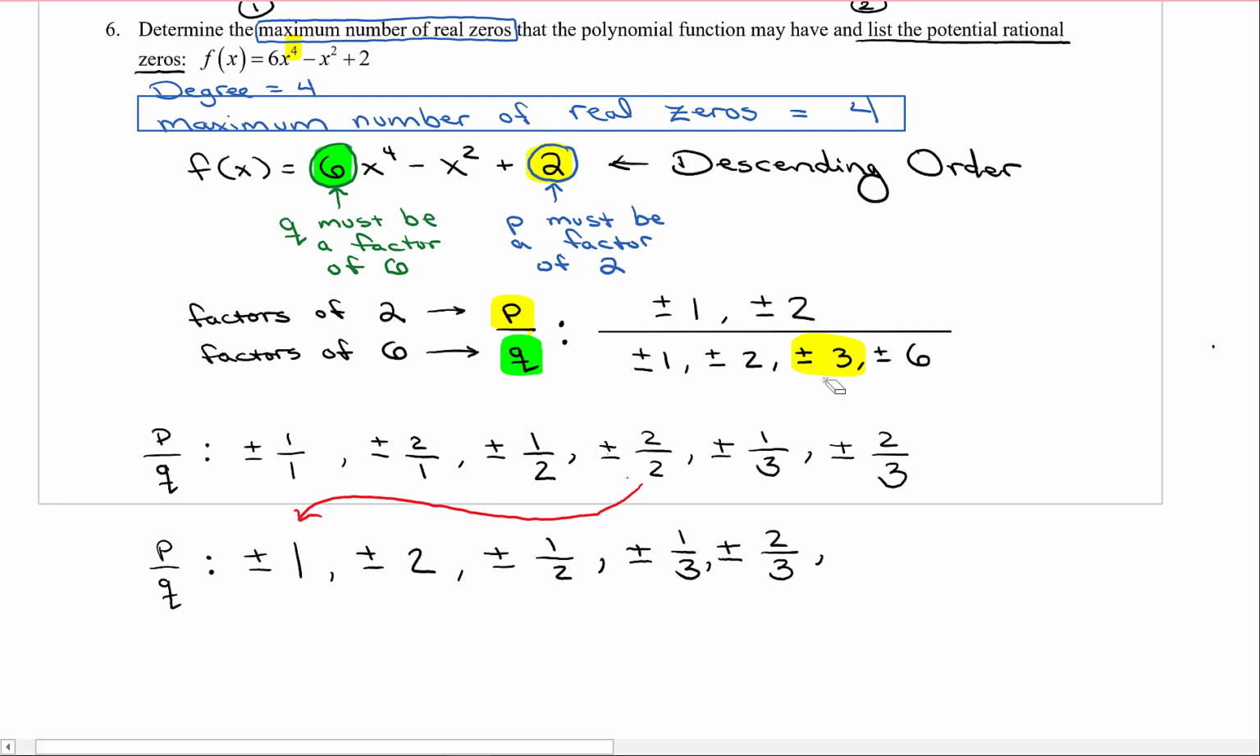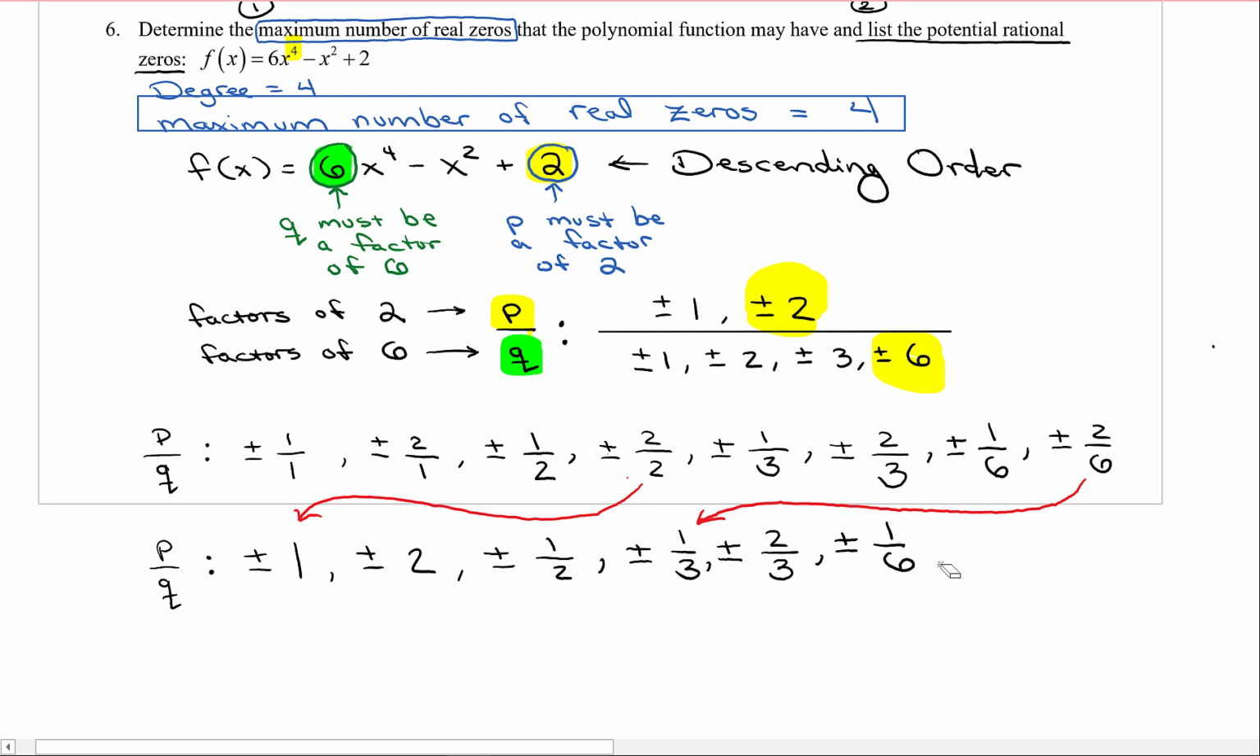And I think we're ready to go on to our last number in our denominator, which is positive or negative 6. So positive or negative 1 over positive or negative 6 is just going to give me positive or negative 1/6, and that's already reduced. The very last one here is going to be positive or negative 2 over positive or negative 6. If you take that, you get positive or negative 2/6, and you reduce that, you get 1/3, but we already have positive or negative 1/3. So I'm not going to copy that one down again.